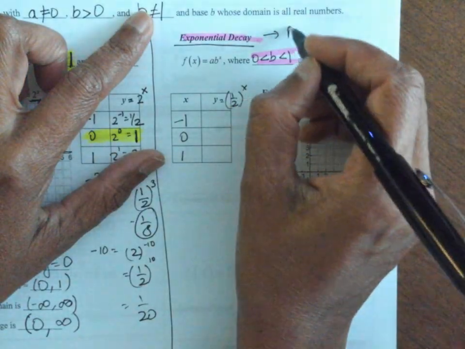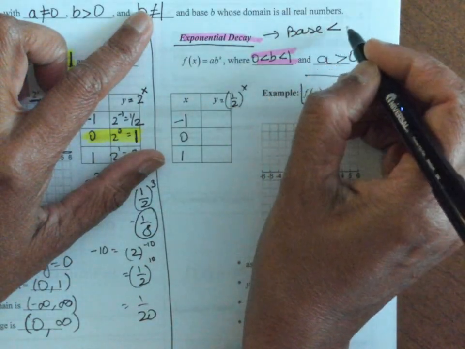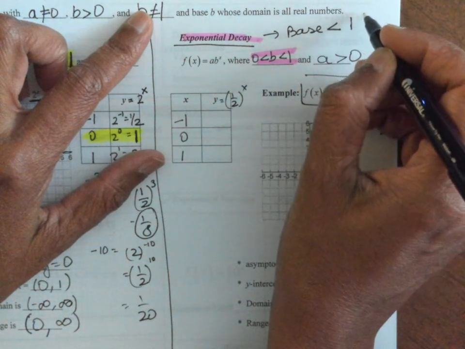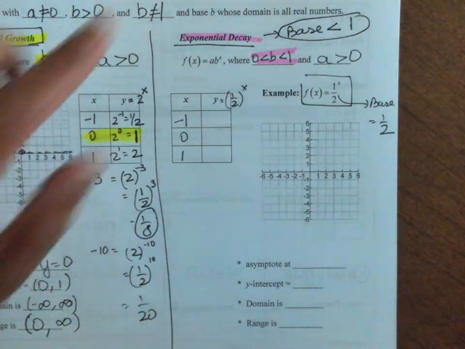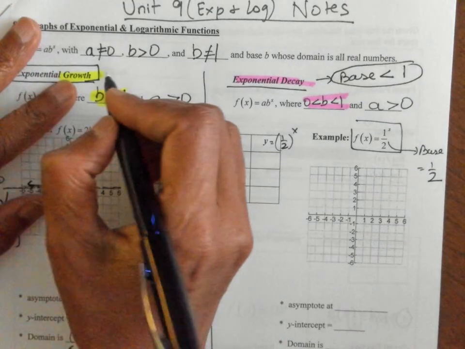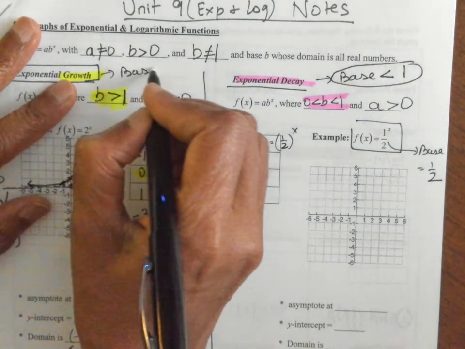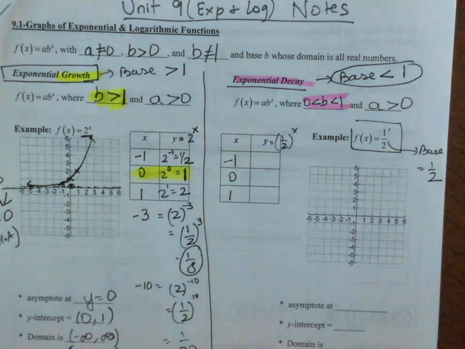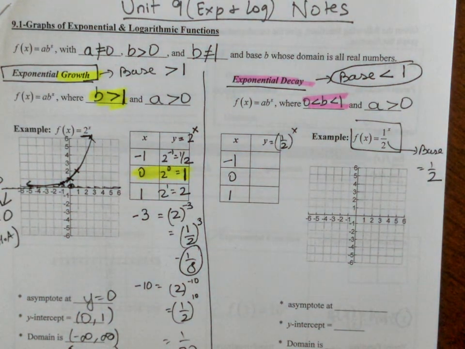Okay, let's write this down. It is an exponential decay when the base is less than 1. It's basically a fraction, but it cannot be negative. That's the key thing. And it's an exponential growth when the base is greater than 1. That's what differentiates a decay and a growth.